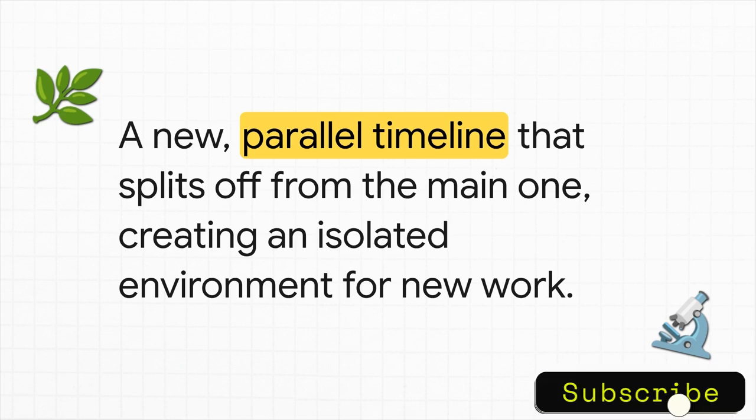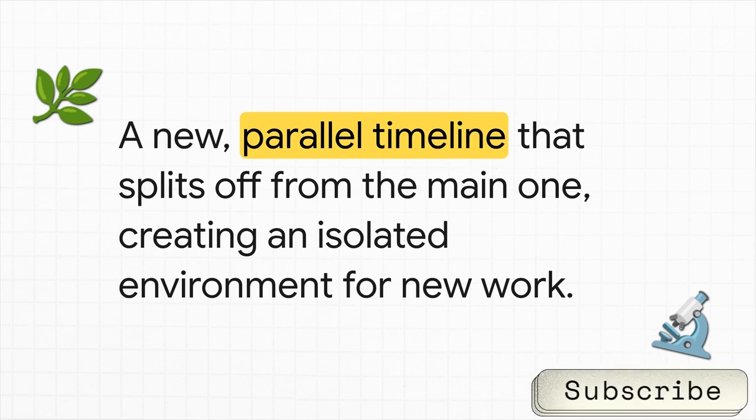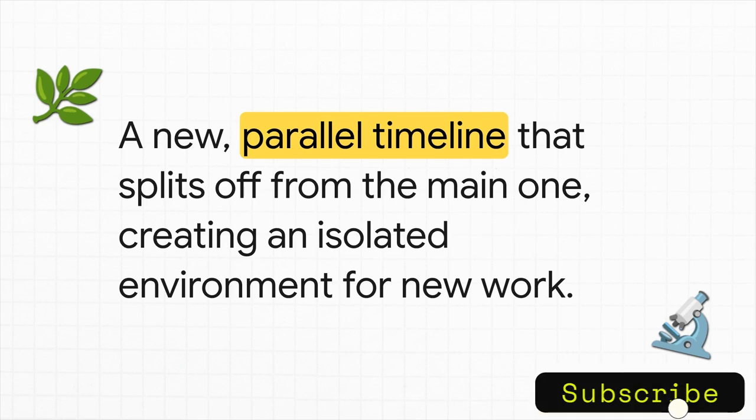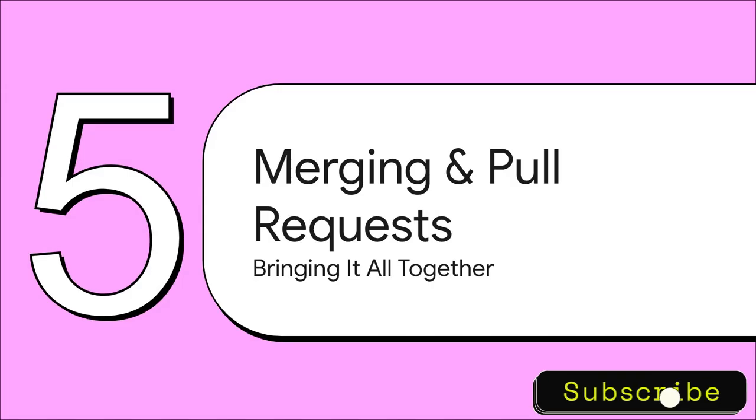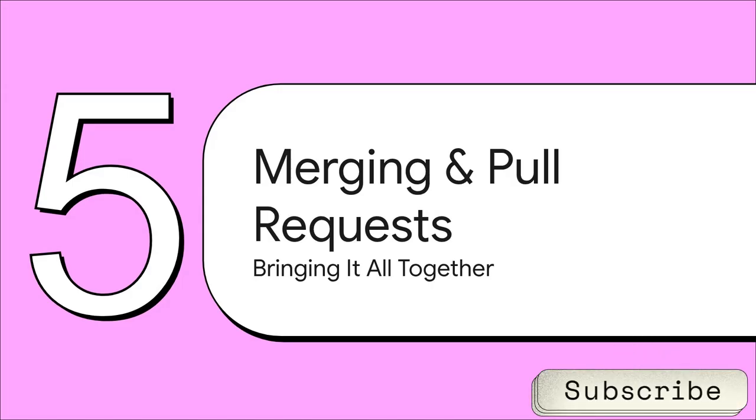And this is where it gets brilliant. When you create a new branch, you're creating a parallel timeline that splits off from the main one. It's a copy, an isolated little world where you can experiment, build a new feature, fix a bug, whatever. And you don't have to worry about breaking the main project. It's total freedom.